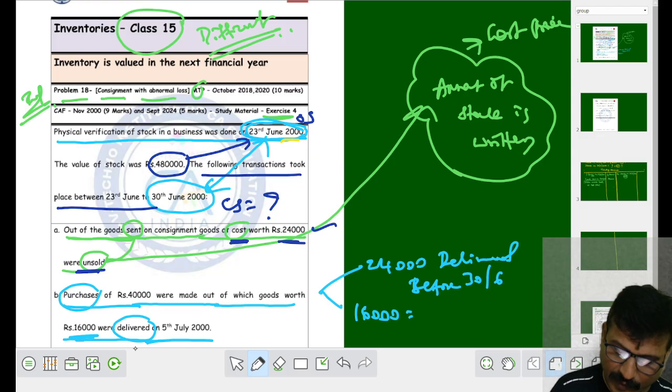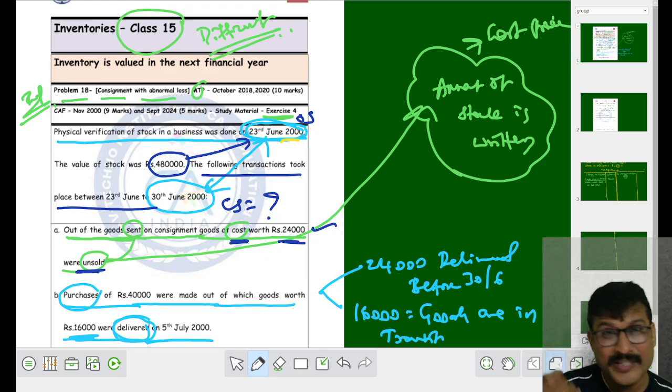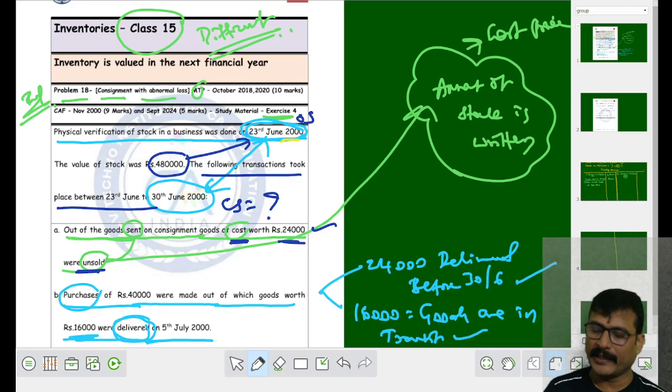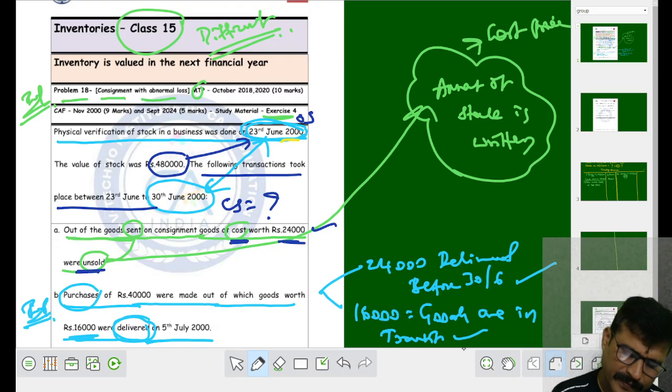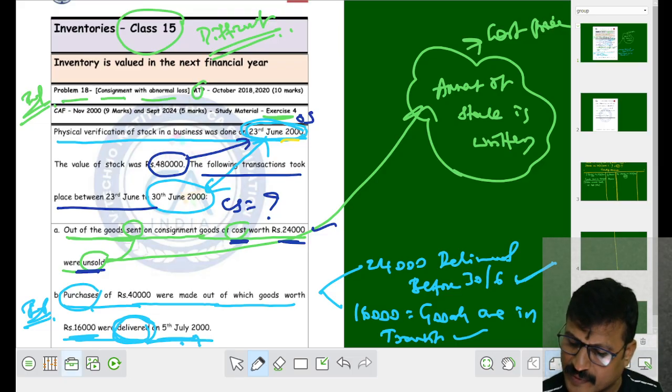See, my dear student, the word delivered means goods are in transit. Goods dispatched, goods are in the transit. We have to take both the things. Delivered we have to take, transit also we have to take. This is a very important point. When the purchases along with the delivered is given, it means whatever goods are delivered to you on 5th July, we have to say that these goods are in the transit. How much? 16,000. We have to take both the delivered as well as in transit.